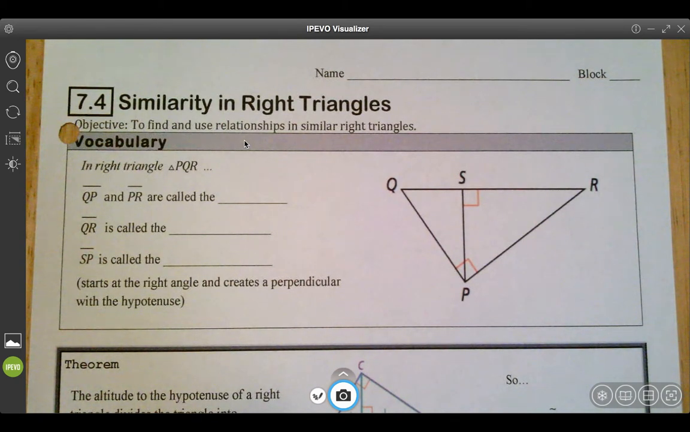Welcome to Chapter 7, Part 2. This covers 7.4 and 7.5.